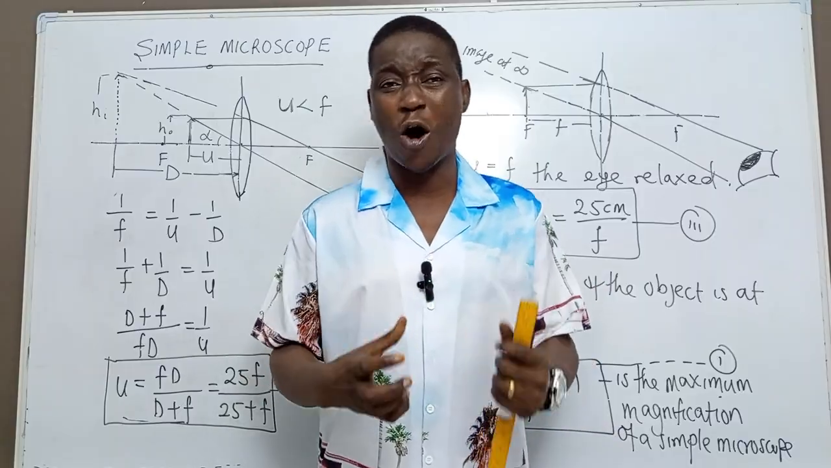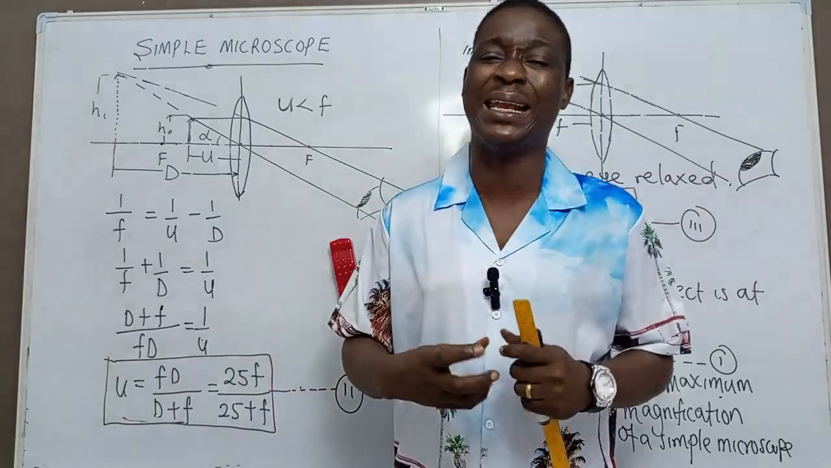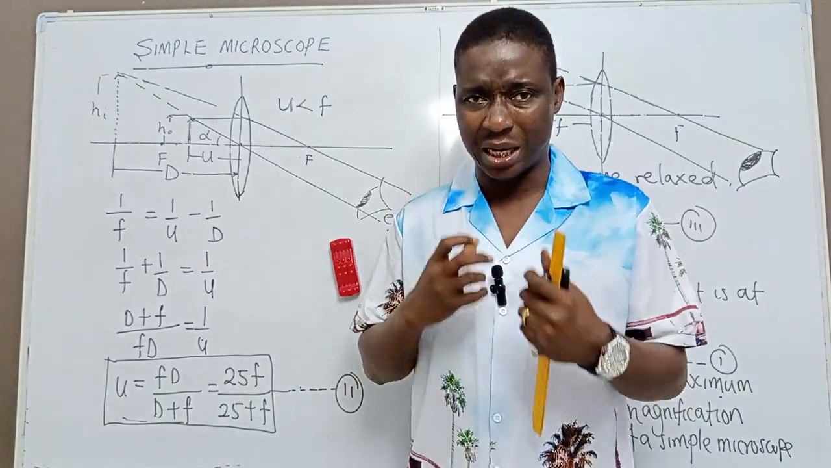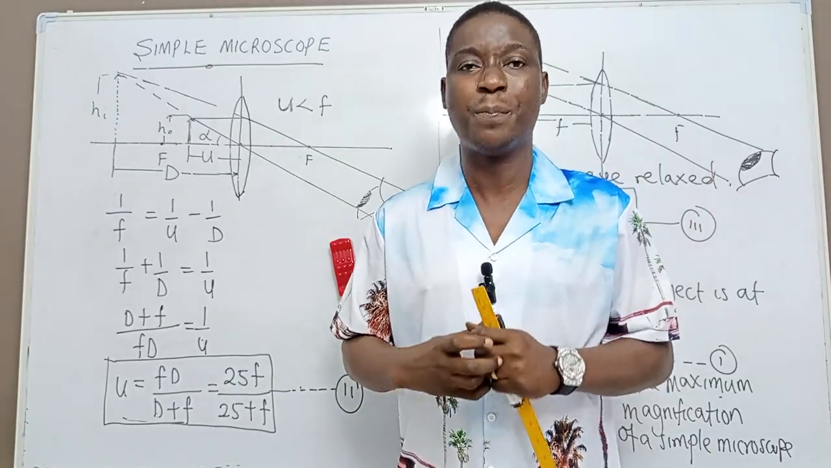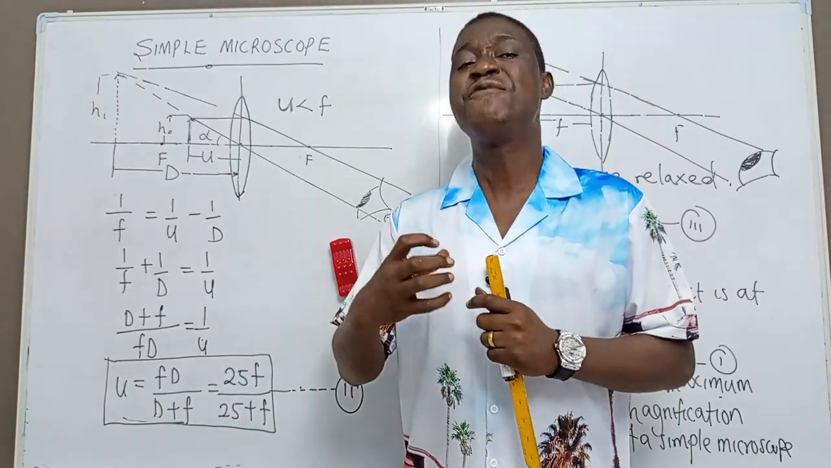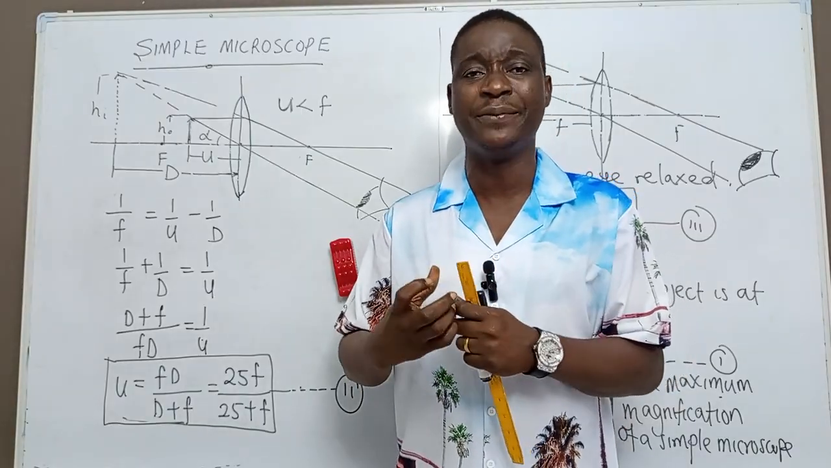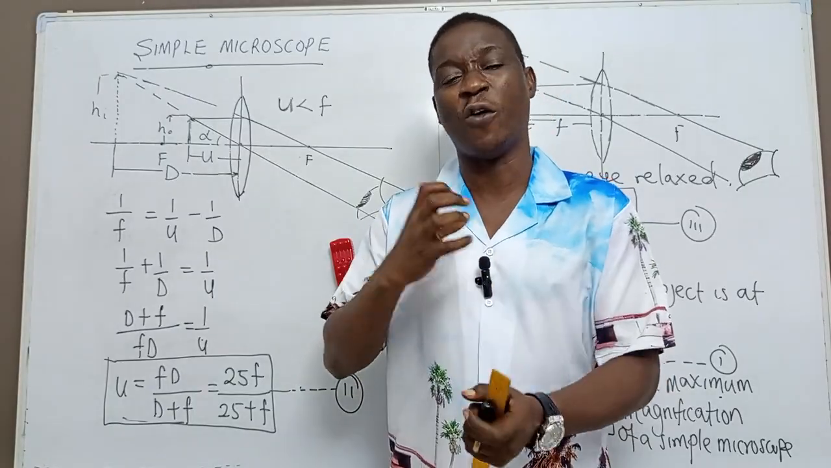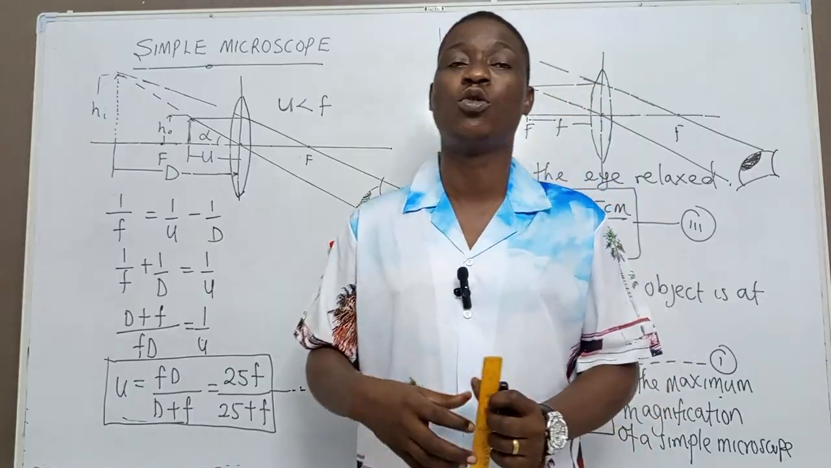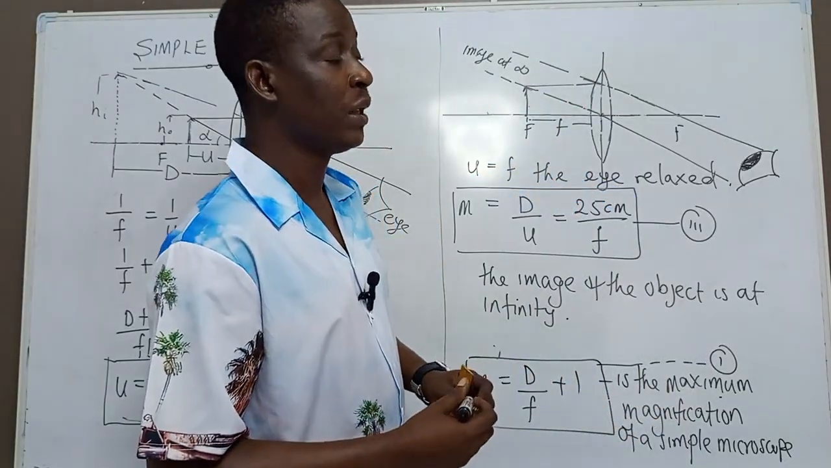And don't forget that your object must be less than the focal length for you to visualize an image that is virtual, erect, and magnified. It must. The object must be placed within the focus, less than the focal length, and the least distance of vision is what we call the D, equal to 25 centimeters.